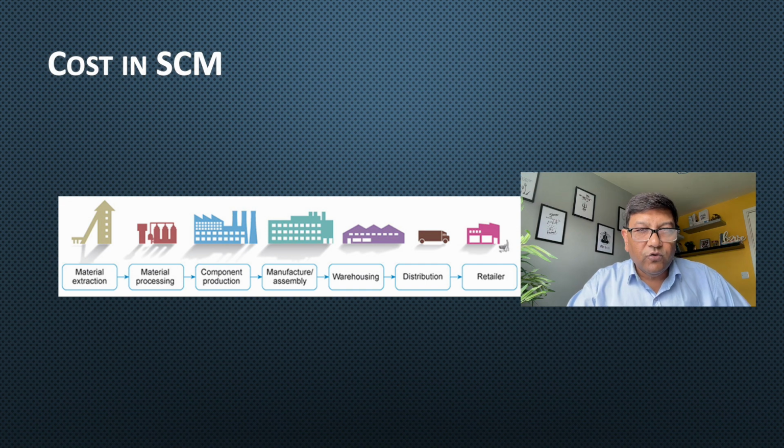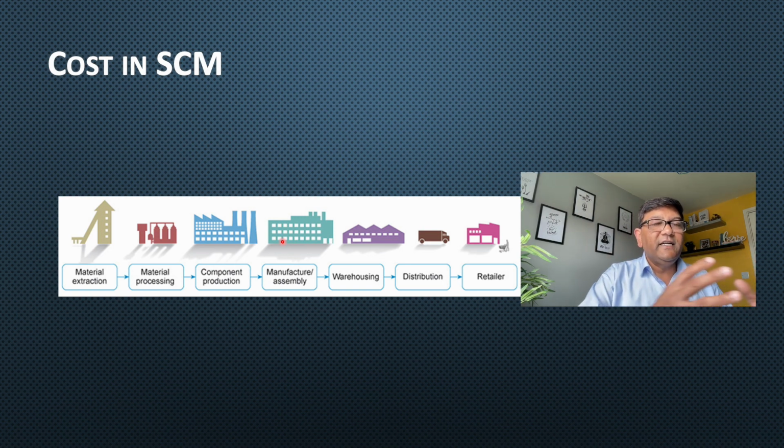Now, when I mentioned cost, when we are trying to compress the lead time, it always has a connection with the cost. So either we keep the inventory. When we keep the inventory, that is an excess cost, because we need some space to keep the inventory. We need somebody to take care of the inventory as well. So that is additional cost.